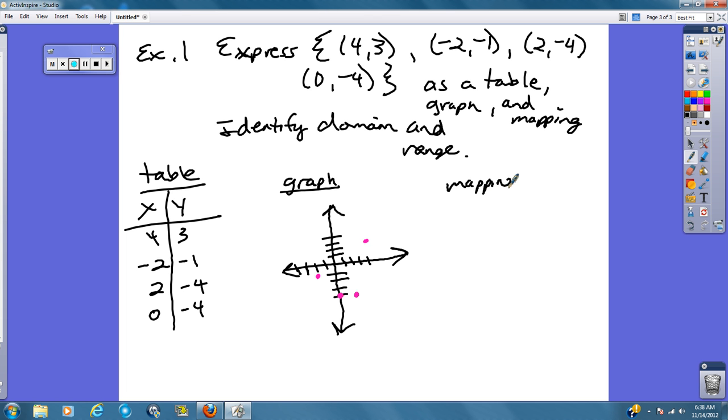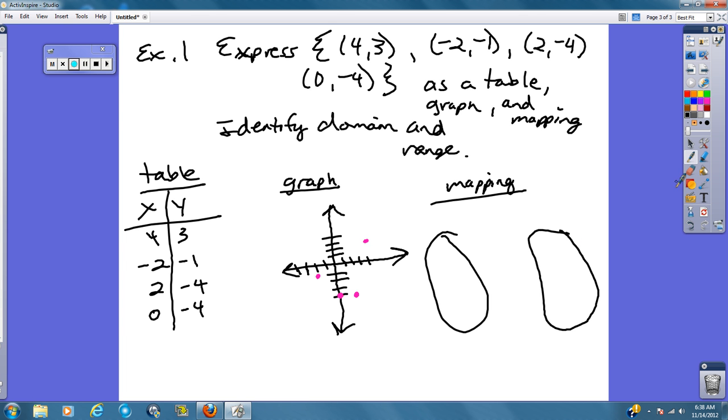Now most of you have seen this before. You probably didn't remember what it's called. I'm going to use ovals. Some people use squares. It doesn't really matter what you use, because that's not the important part. Now, this mapping, I normally put X and Y over it, and that's fine, not a problem. Now, I'm going to list the X values from the table here. So I'm going to do 4, -2, 2, and 0.